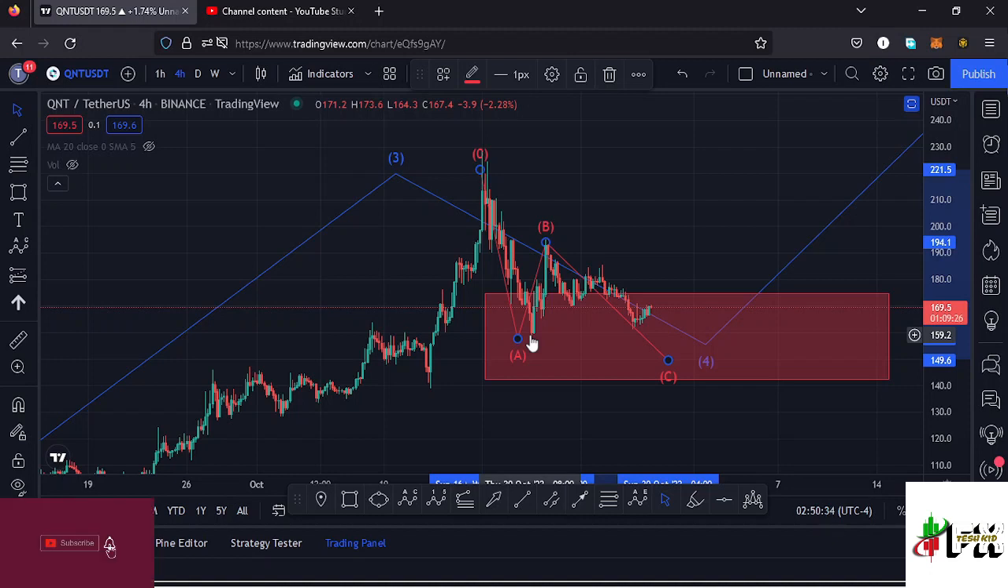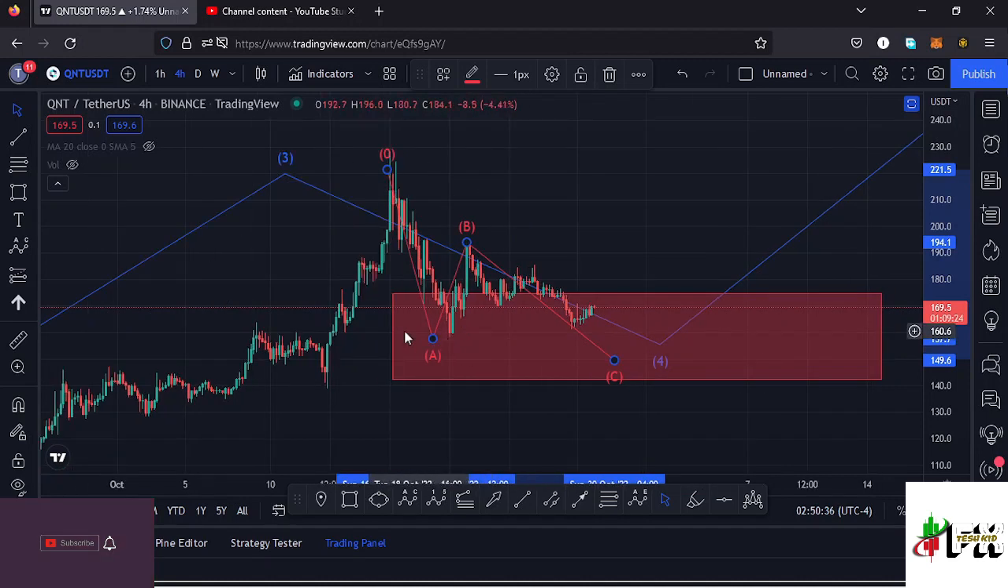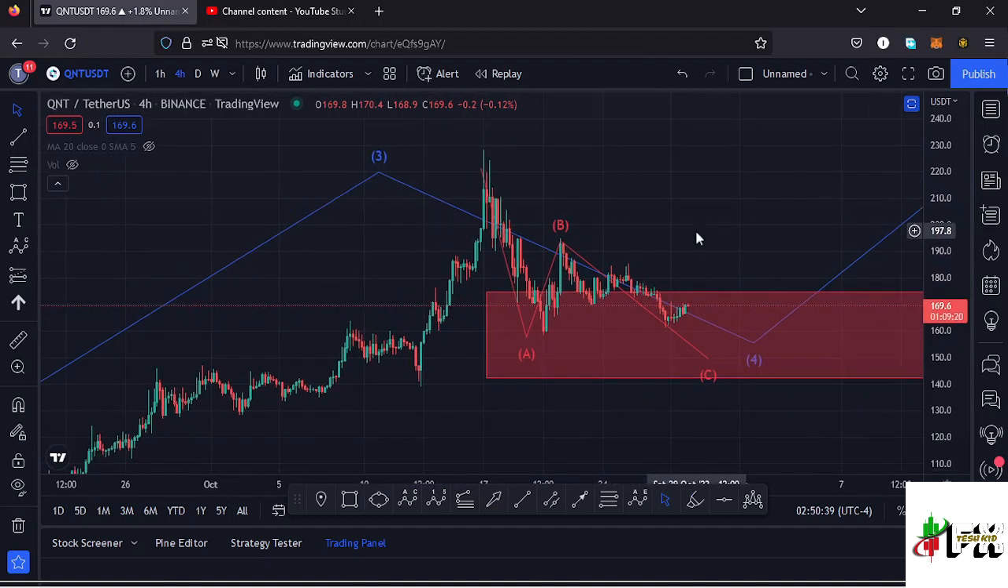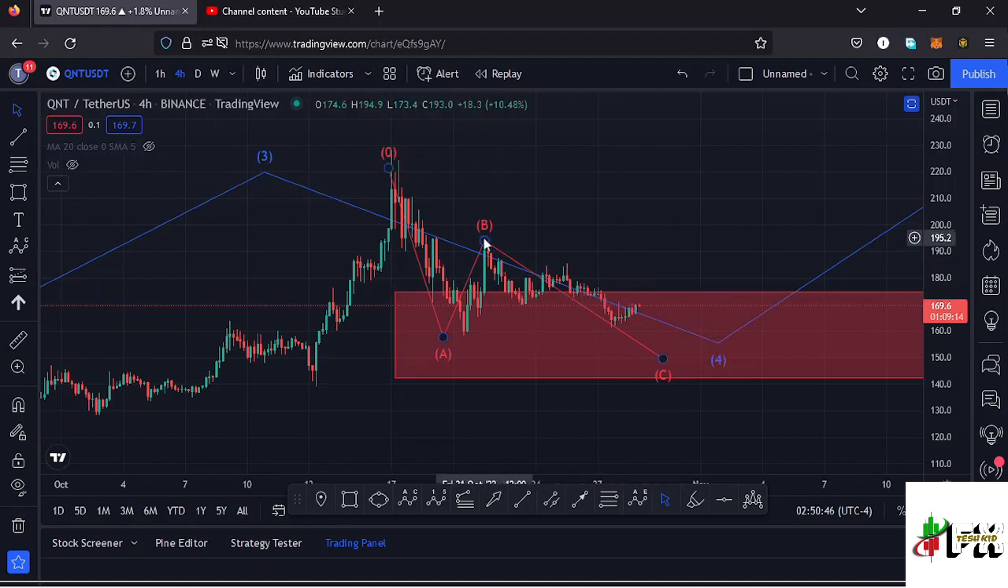$159.2 mark. So whatever I'm expecting here on the Quantum chart is that I'm expecting lower prices to be coming our way so that we can fully maximize the target area in the formation of our wave 4 before we continue pushing higher in the formation of our wave 5.